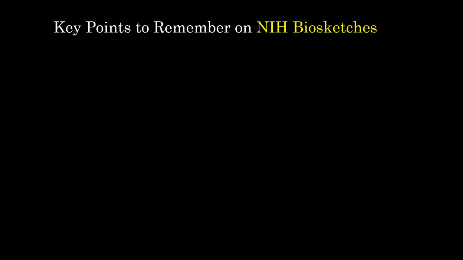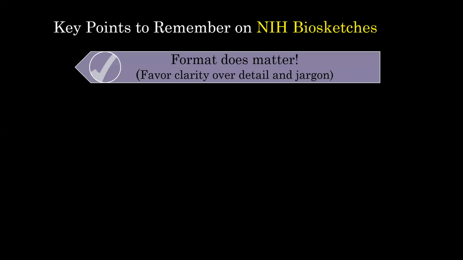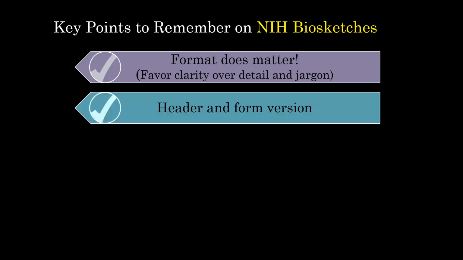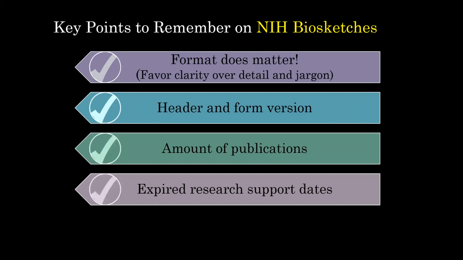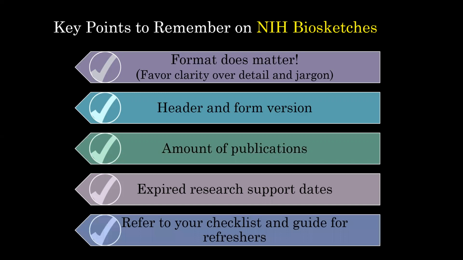So some last key points and reminders that format does matter. It's really important to have that consistency in your application. Always make sure you have the correct form and header version. Check the amount of publications. Always check your research support to see if anything needs to come off, it's expired, it's past 3 years, or if you have something that was just recently ongoing, it just ended, it needs to be moved to recently completed. And then again, your checklist will be on the website and your quick guide.